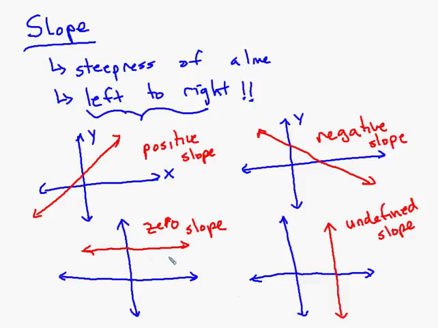So notice this line that's flat, that is horizontal like the horizon. And this slope, this one that's undefined going straight up and down, that's vertical. We want to keep those two terms straight, vertical and horizontal.